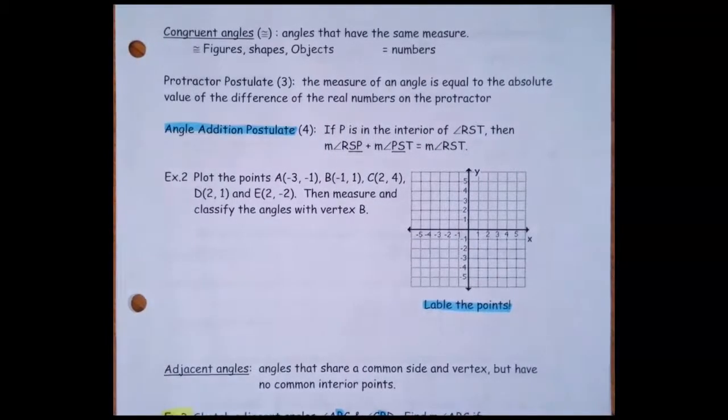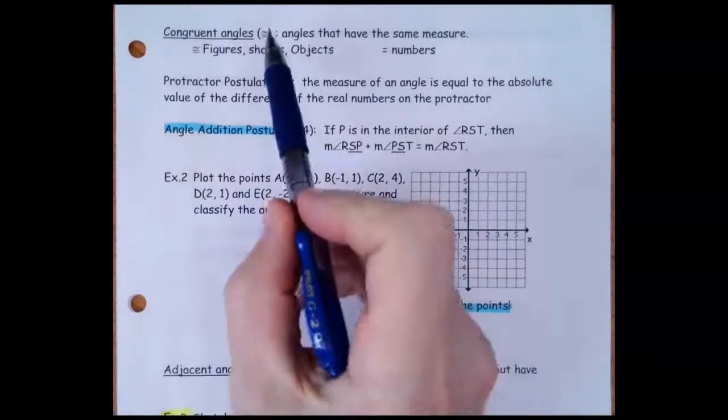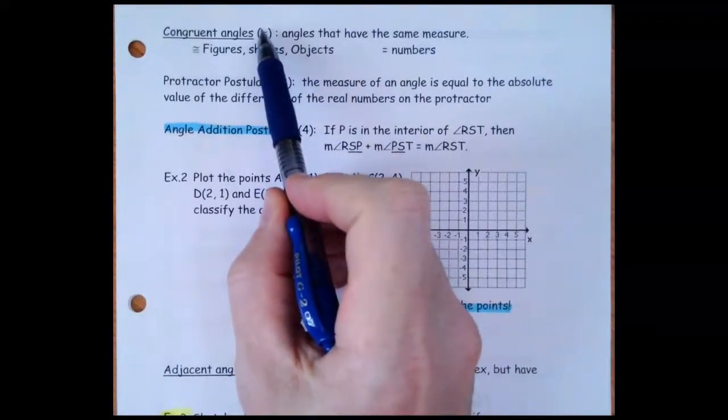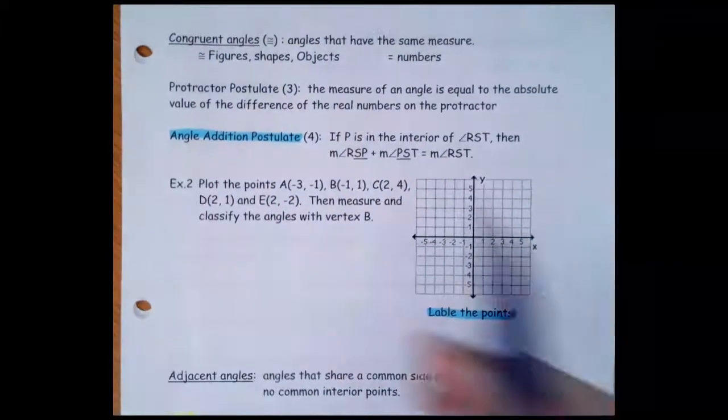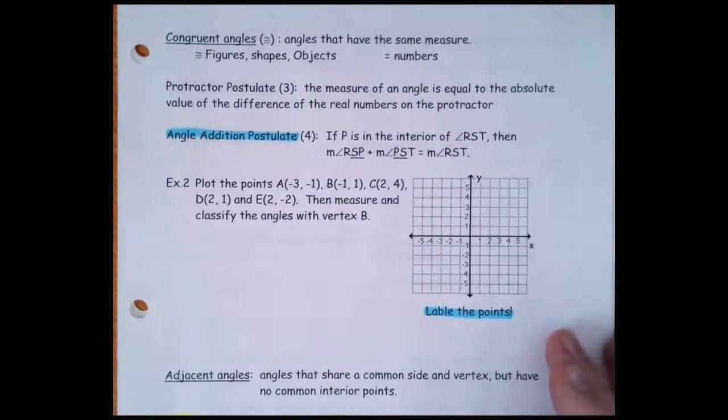Alright, so we've talked about congruent before. Now we're talking about congruent angles. The congruent symbol has a little tilde above it. That's what that curvy line is called. Angles that have the same measure.